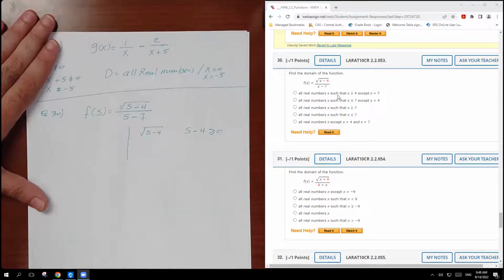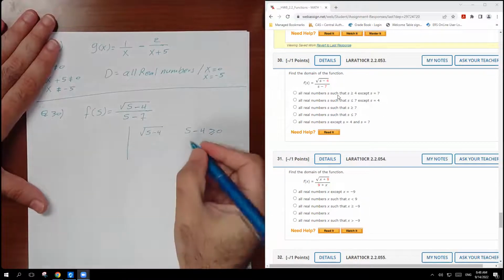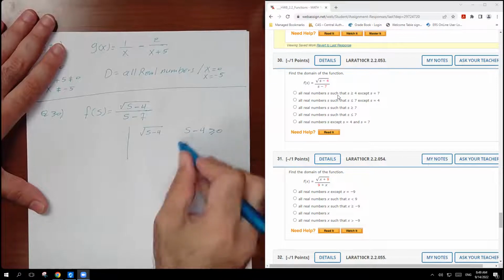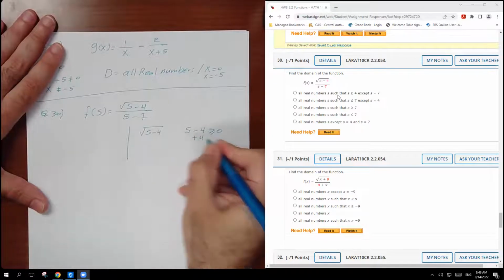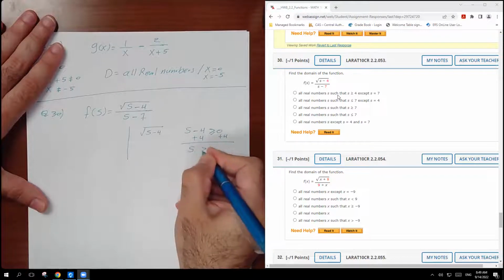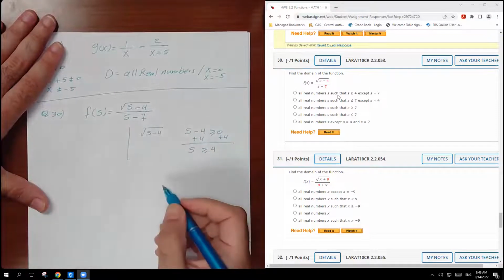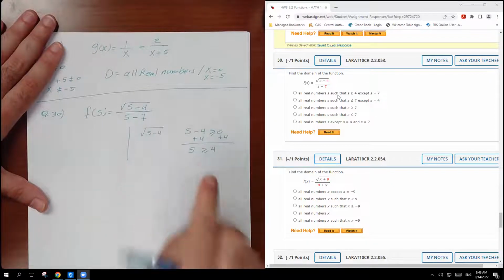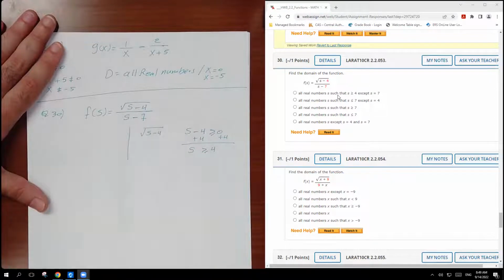So here's the first one. Now go ahead, solve this one. So s, you're going to add 4 to both sides. So s is going to be greater than or equal to 4. That means the graph starts from 4 and keeps going to the positive side.